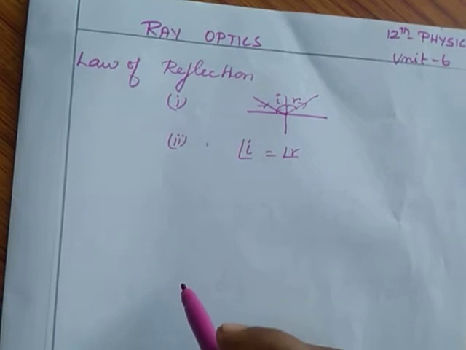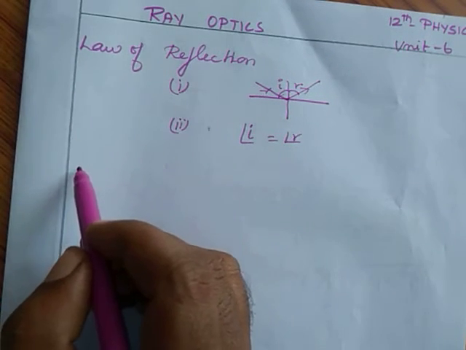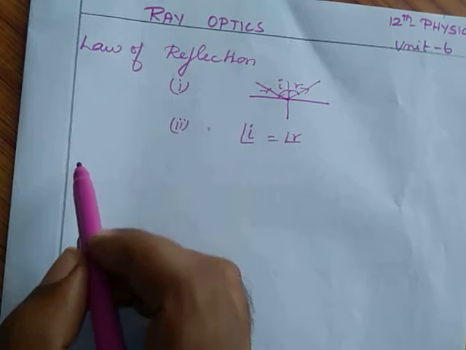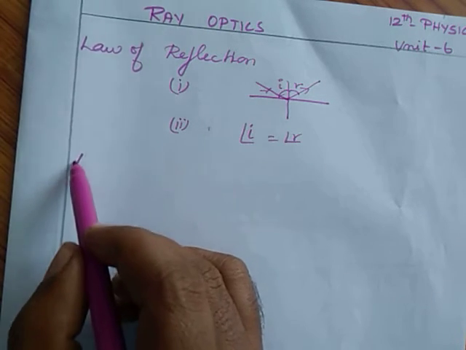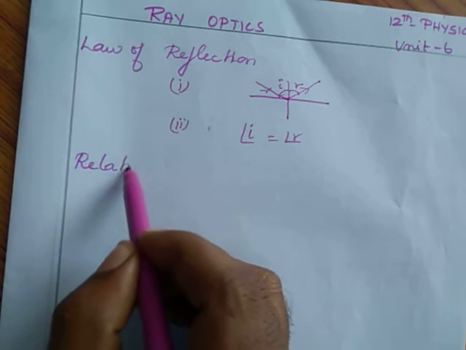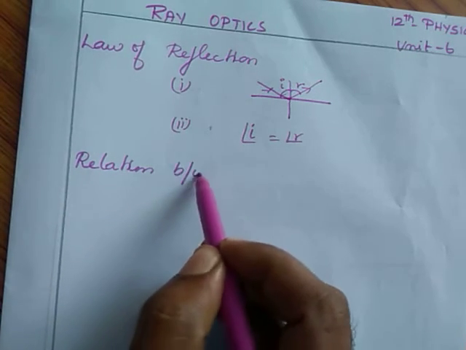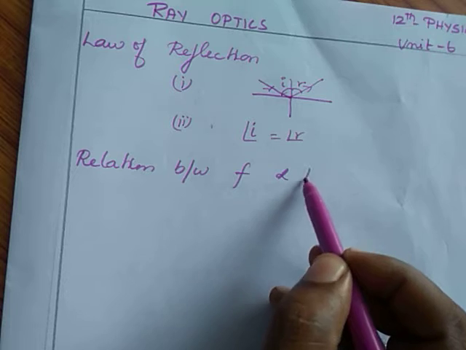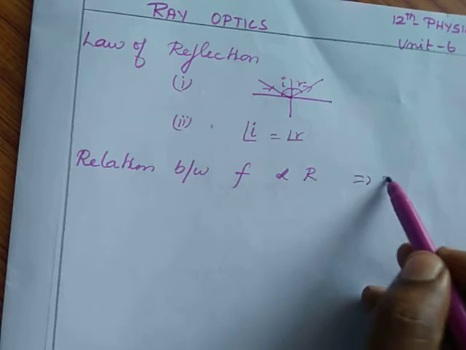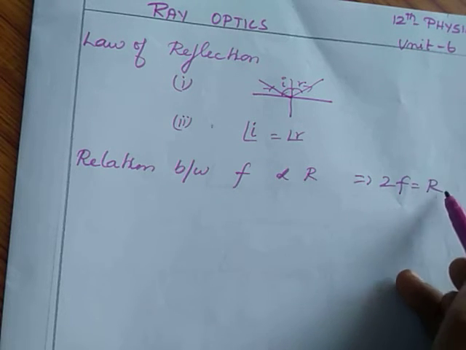Then, relation between focal length and radius of curvature, that is 2f is equal to R.